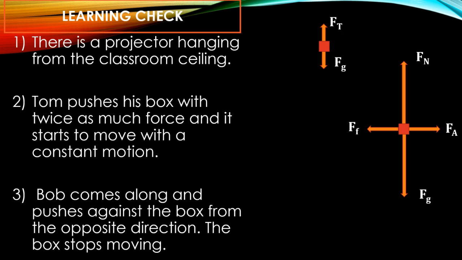So what about Bob in this third situation? He comes along and starts pushing in the opposite direction as Tom. The box stops moving. An object at rest has balanced forces acting on it. That must mean that Bob is exerting the same force that Tom is. Gravity and normal aren't going to change, but what is? Instead of friction force pushing to the left, the box is going to have two applied forces acting on it. Tom is pushing to the right, and Bob is pushing to the left. Okay. So this force diagram will look just like the second one, but with different forces acting on it.